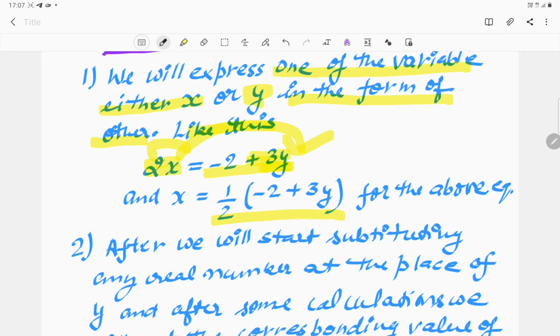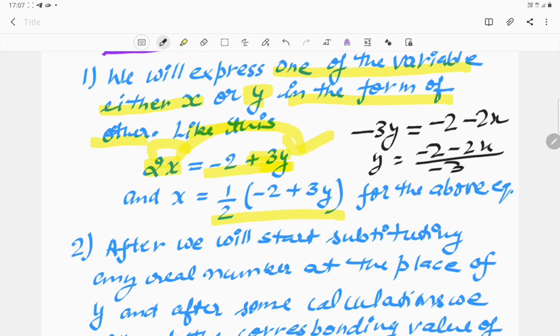You can also express y in terms of x like this. Keep your minus 3y on this side and transpose 2x to the other side, giving minus 2 minus 2x, and y will be (minus 2 minus 2x) divided by minus 3.